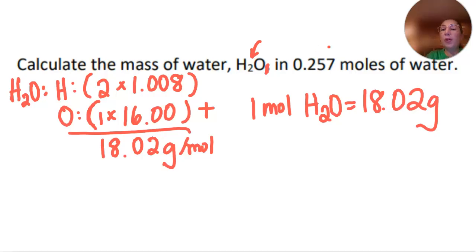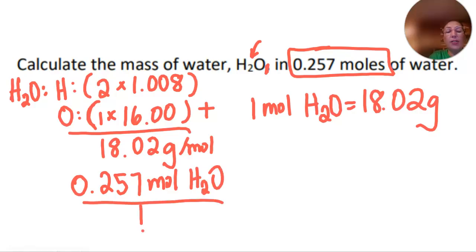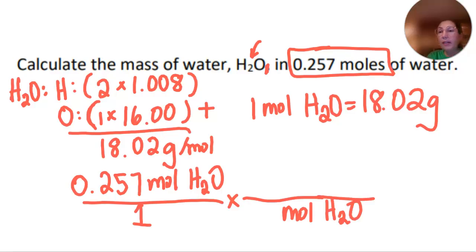Okay, so we're going to write down our known. We started off with 0.257 moles of water. We're going to put it over 1, just so we don't mess up and accidentally put something else there. I know it might happen to me. Then we're going to bring down moles of water because that's what we're getting rid of. We're letting the units be the guide, and we're trying to get to mass, which means grams of water.